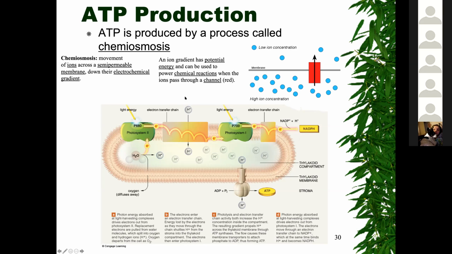So what I want you to remember about this is what chemiosmosis is. Chemiosmosis is the mechanism by which an electron transport chain makes energy. So to restate the definition, chemiosmosis is the movement of ions across a semi-permeable membrane down the electrochemical gradient. So they're moving from high concentration to low. An ion gradient is potential energy that can be used to power chemical reactions when the ions pass through a channel, or in other words, through the membrane. Okay, I hope you make that connection that electron transport chain involves chemiosmosis.